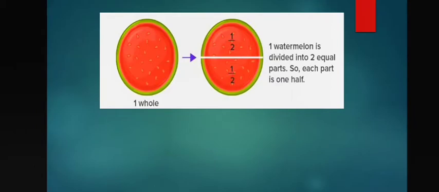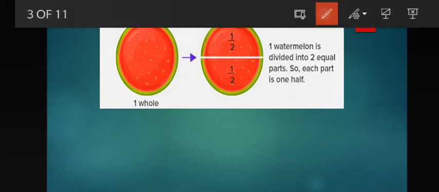See, similarly, this is a whole watermelon. If you cut it into two parts, you will get halves. One watermelon is divided into two equal parts, so each part is one half. So there are two halves. Children, you have to remember the words whole and half. One is a complete object, and half is 1 upon 2 of that object.